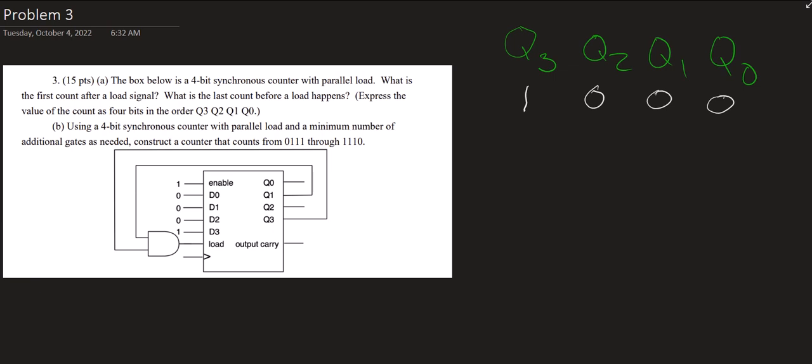So all I did was just took these numbers here, these numbers here, 1, so D3, Q3, D2, Q2, and so forth.